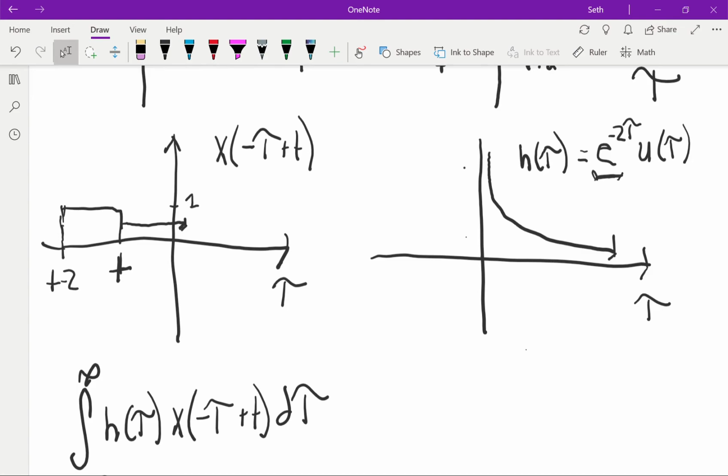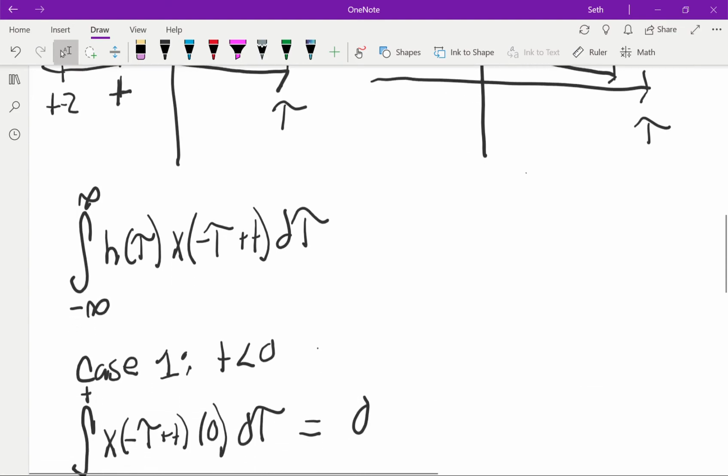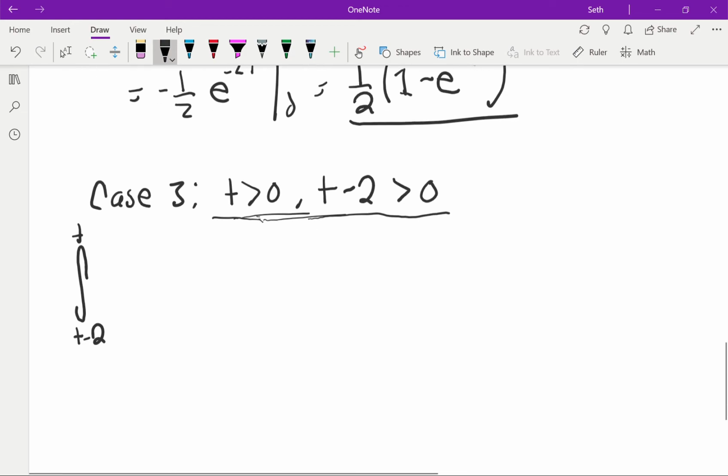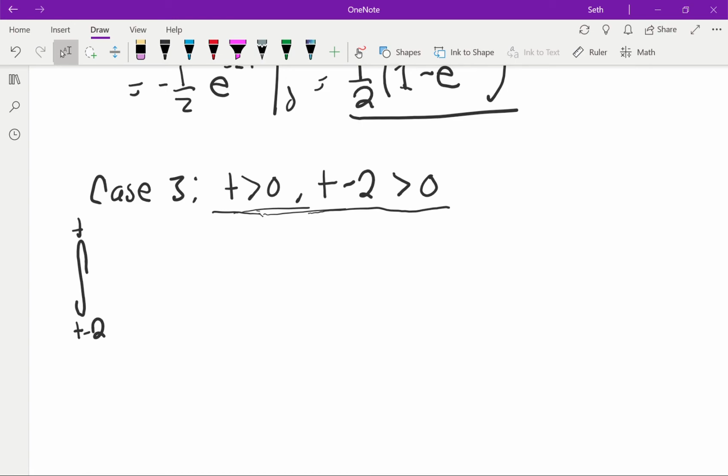H of tau here is just going to be equal to the decaying exponential, because the unit step is 1 for values of t greater than 0, and we for sure know that we are at values of tau greater than 0. This looks a little awkward to write, but there's nothing wrong with this statement. They can definitely both be true. And if you're not sure why, stop and think about that.